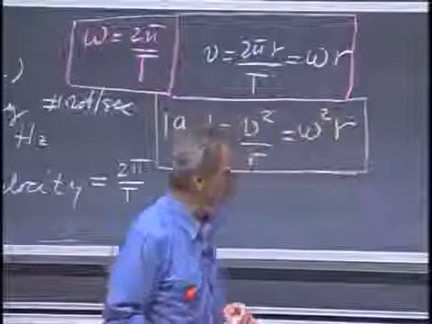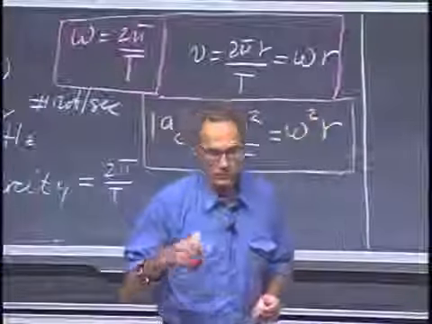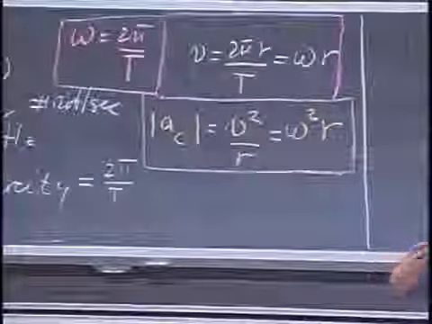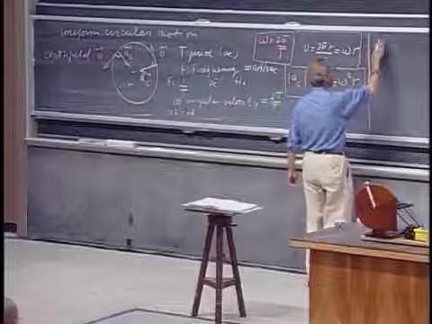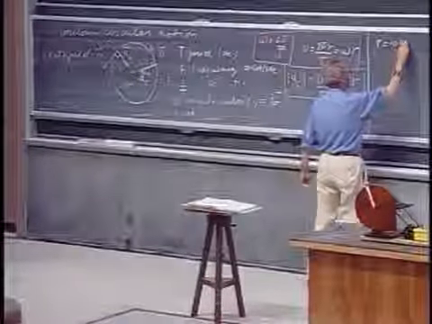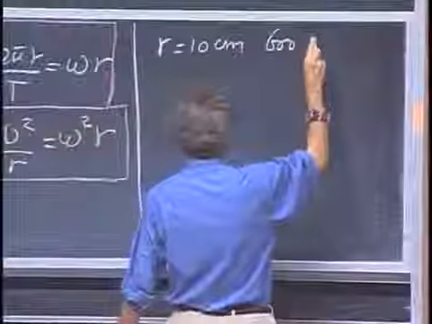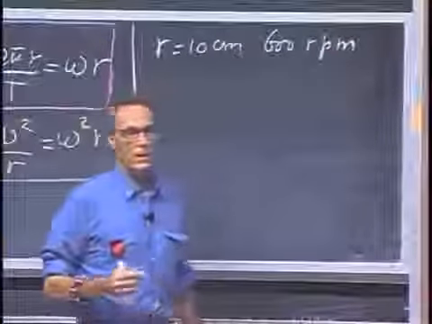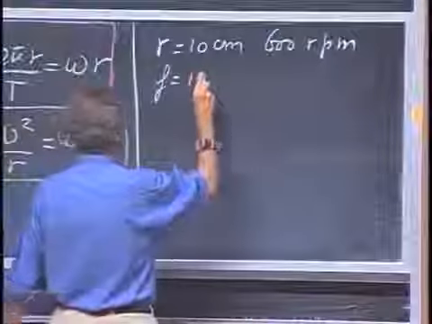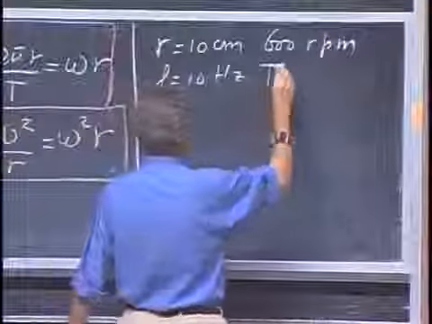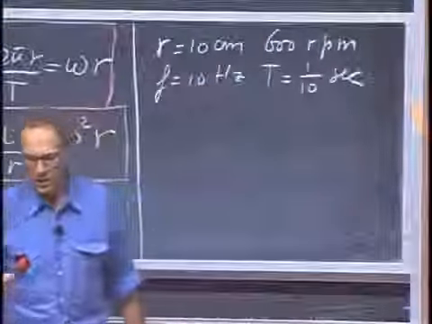We can have a simple example. Let's have a vacuum cleaner which has a rotor inside, which scoops the air out or in, whichever way you look at it. Let's assume that the scoops have a radius r of about 10 centimeters, and that it goes around 600 revolutions per minute, 600 RPM. 600 RPM would translate into a frequency f of 10 hertz. So it would translate into a period going around in 1/10 of a second.